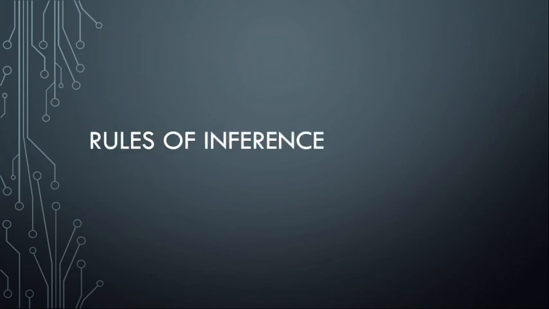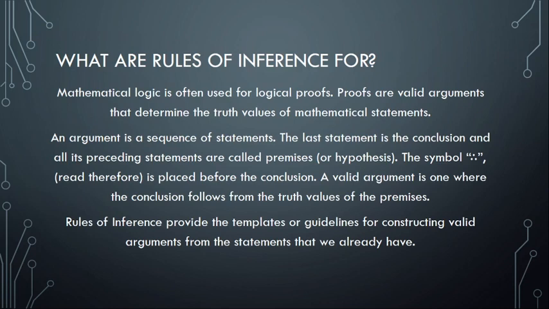So, this afternoon, I'm going to discuss rules of inference. We continue from propositional logic and predicate logic. Now this is rules of inference. So what are rules of inference for? Mathematical logic is often used for logical proofs. Proofs are valid arguments that determine the truth values of mathematical statements.